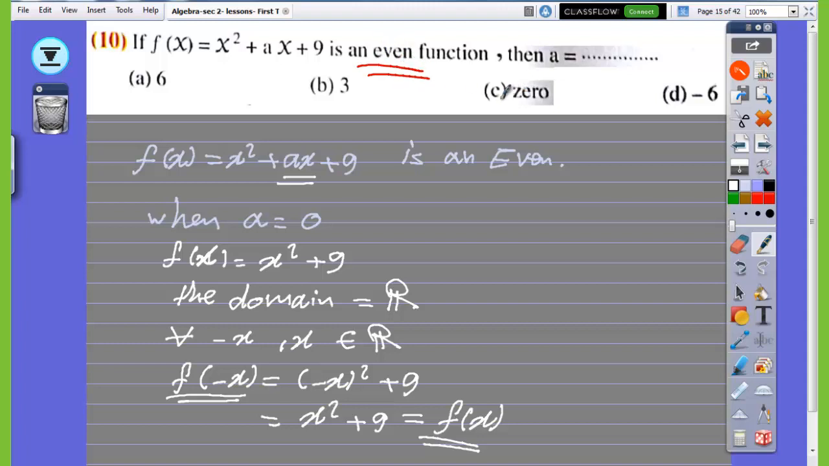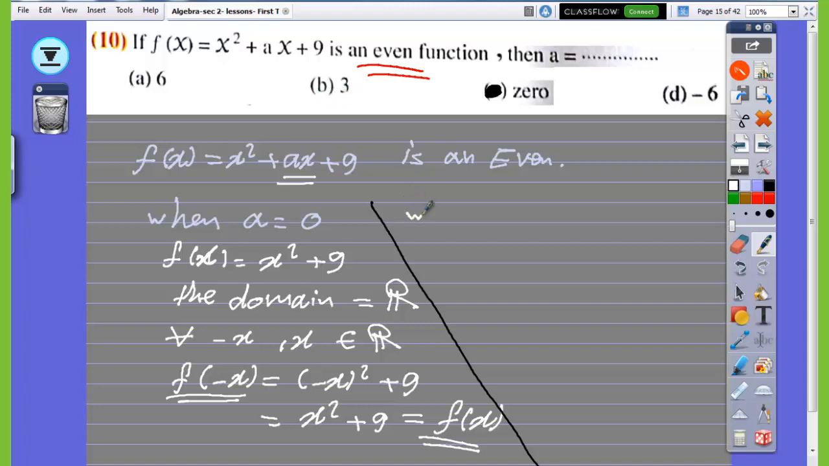So we must choose letter C. Again, f of x equals x squared plus ax plus 9 is even when a equals 0. Let us discuss another number, any other number. Let us take the number 3.